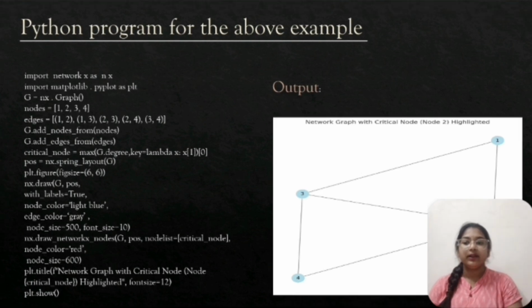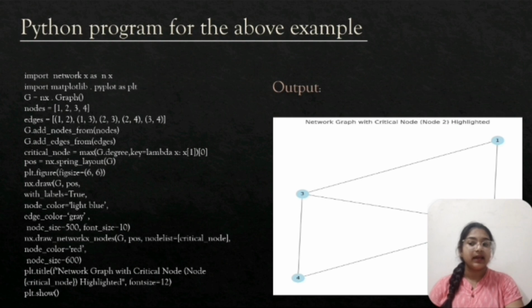First, we have to import networkx as nx, import matplotlib.pyplot as plt. G is equal to nx.Graph. Nodes are 1, 2, 3, 4 and edges are (1, 2), (1, 3), (2, 3), (2, 4), (3, 4). Next, we have to add nodes and edges from the nodes and edges lists. Next, we have to find the critical node, that is max of G.degree, key is equal to lambda x: x[1]. So pos is equal to nx.spring_layout of G.